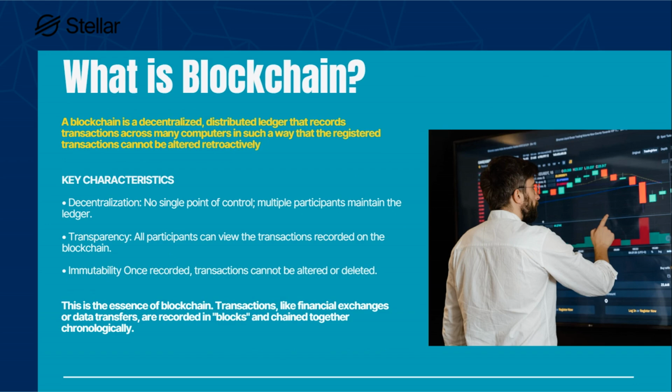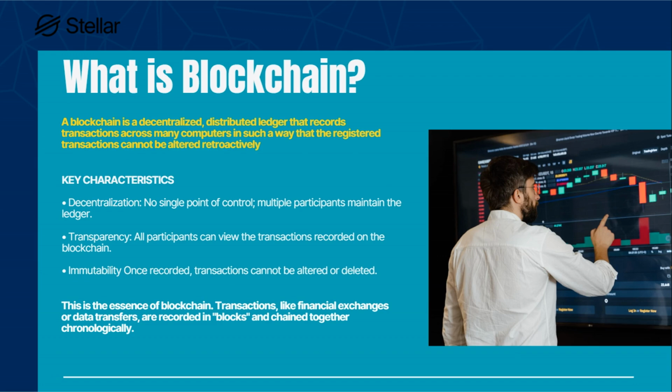What is blockchain? Let's formalize its definition. A blockchain is a decentralized distributed ledger that records transactions across many computers in such a way that those transactions cannot be altered retroactively. Let's break that down by key characteristics. First one, decentralization. No single entity controls the system. Thousands of computers called nodes maintain the network. Second, transparency. All transactions can be viewed and verified publicly. Third, immutability. Once data is written, it cannot be changed or deleted.